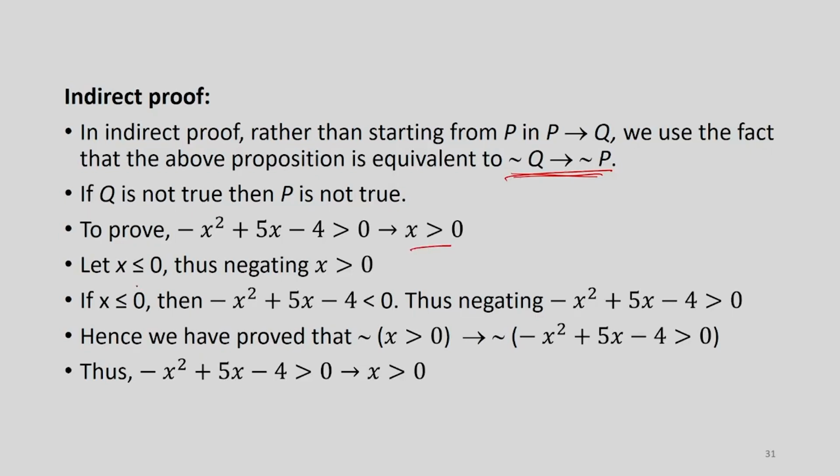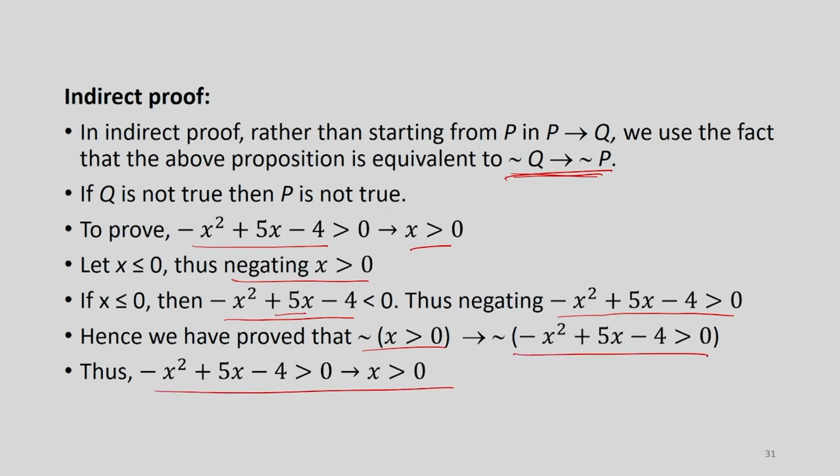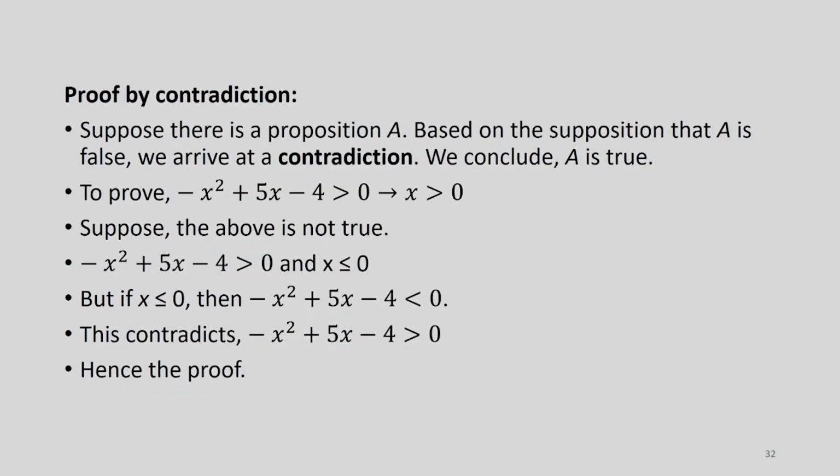If Q is not true, then x is less than or equal to 0, right, and if x is less than or equal to 0, then look at the left hand side, this term. If x is less than or equal to 0, this whole term will become negative, because if x is negative, then obviously minus x square is a negative term, and then minus 4. So, the whole thing is negative. If x takes the value 0, then this term drops out, but you have then minus 4, which is negative. So, this negates that this is true. Okay. So, you have basically proved that not Q implies not P, and that basically means P implies Q. Okay, this is the indirect proof, and finally we come to proof by contradiction.